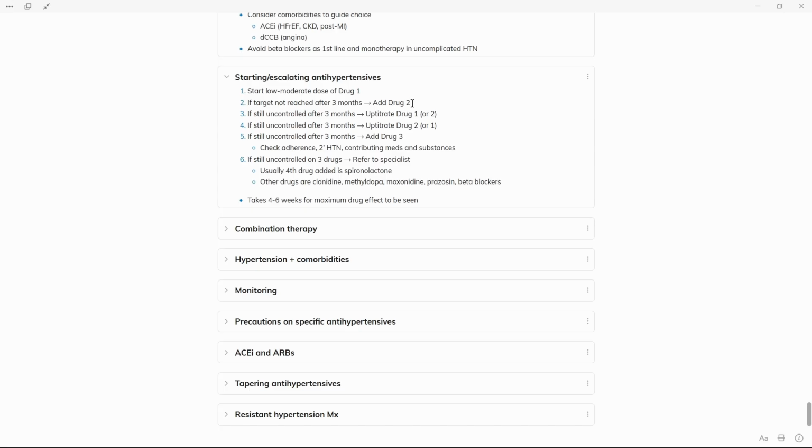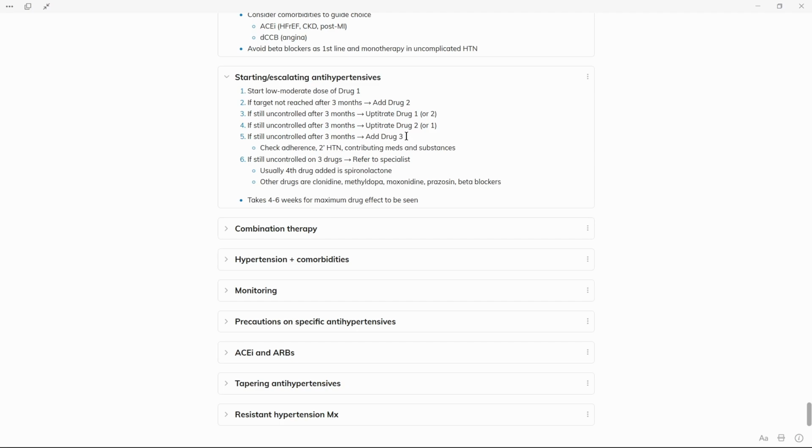We prefer to add a second drug from a different class because it achieves better efficacy in lowering blood pressure while minimizing any dose-related side effects from increasing the dose of the first drug. If we still have uncontrolled blood pressure after 3 months of drug 1 and drug 2, then we up-titrate drug 1 or drug 2 to a moderate dose. If it's still uncontrolled after 3 months, then we up-titrate the other drug that we didn't up-titrate earlier. If it is still uncontrolled, then we add a third drug.